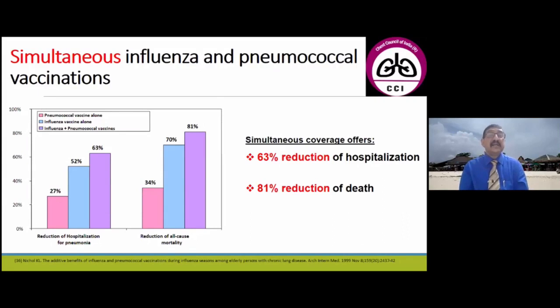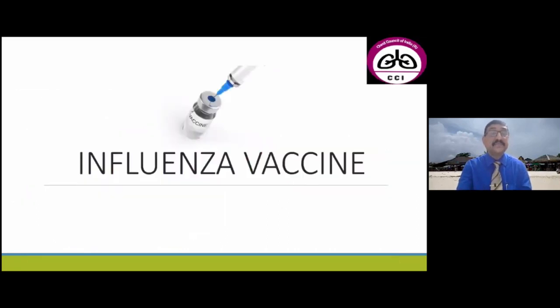What is the result of simultaneous influenza and pneumococcal vaccination? Definitely there is a confounding effect. So simultaneous coverage offers a 63% reduction in hospitalization and an 81% reduction of death if you give both the vaccinations together.